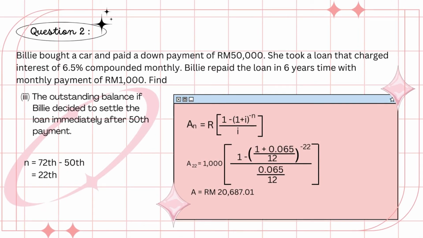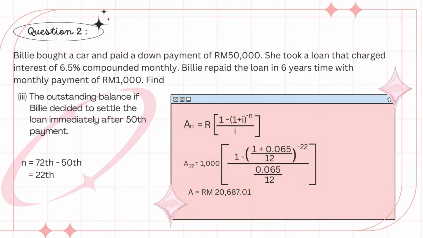The last question is the same as the first question, but we need to change the N. It said that Billy wants to pay off all her debt after 50 payments. So our N will be 72 minus 50 and you will get 22. Then insert it into the present value formula. That's all for annuity.